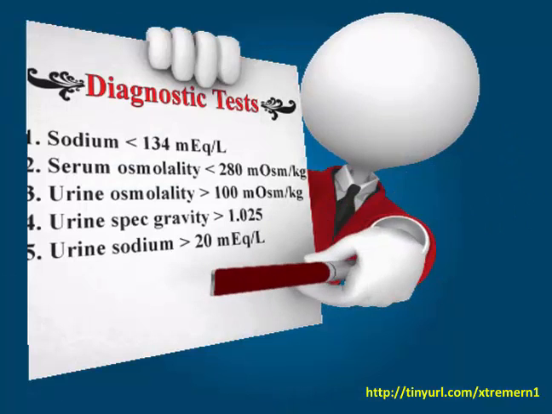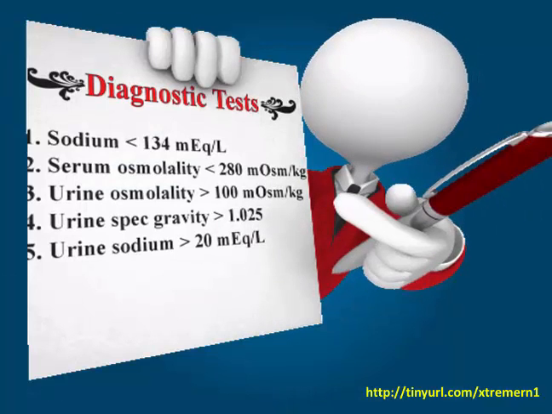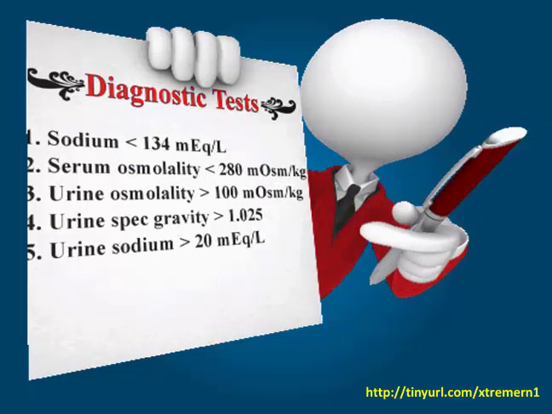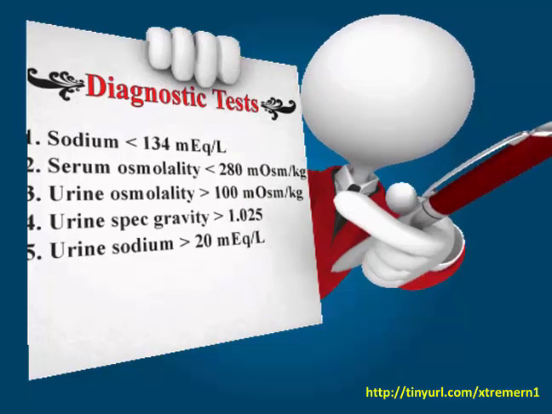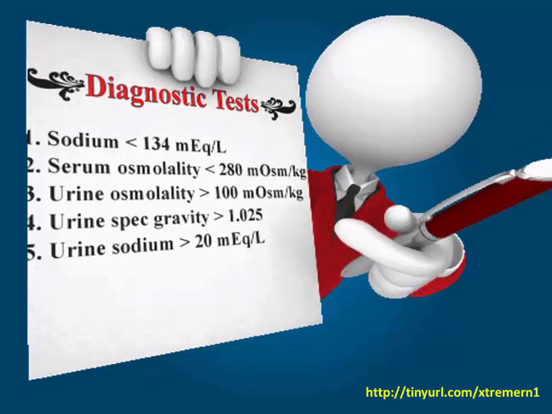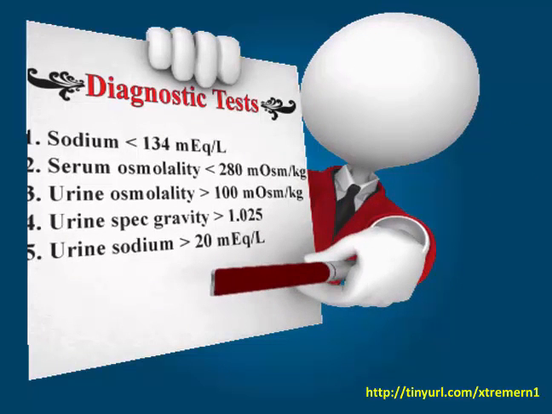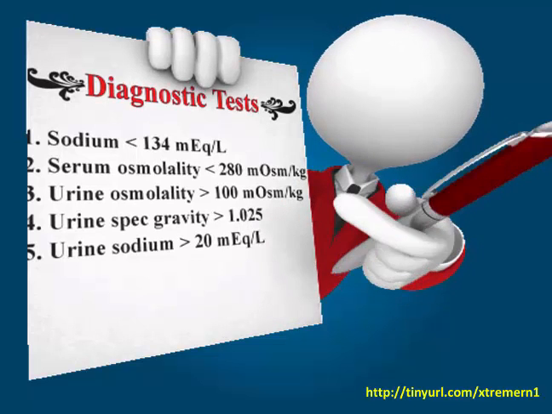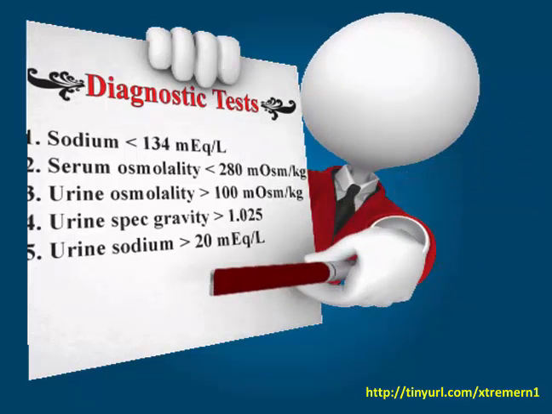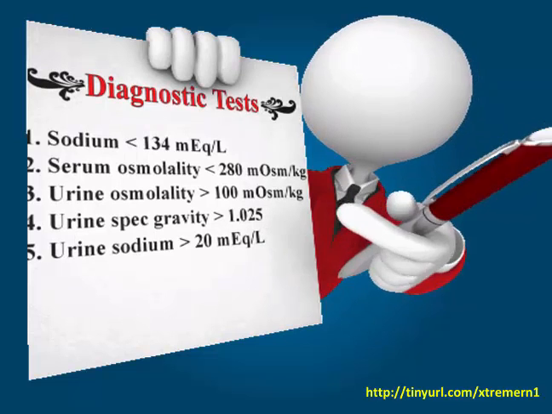Now if we look at the diagnostic tests, the serum laboratory values, 1 and 2, which is sodium and serum osmolality, both of those are low. And the other 3 are high: the urine osmolality, the urine specific gravity, and the urine sodium. Other tests that might be done, you would probably see a decreased BUN and a decreased creatinine clearance, decreased hemoglobin and hematocrit.